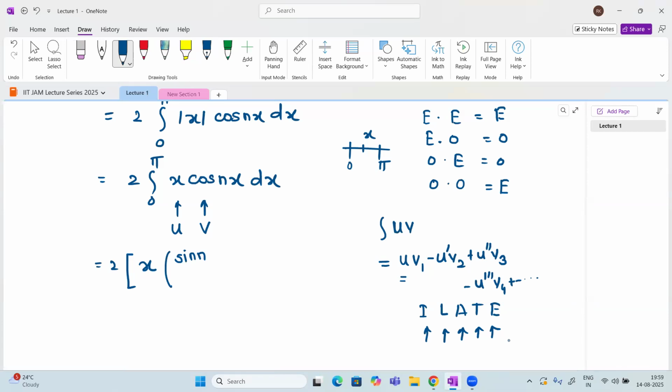Sin nx divided by n, right? There is no minus sign. Okay. Yes, sir. See here in this formula, we have alternating minus plus signs. So the next sign is minus, right? Next sign is minus U dash. What is derivative of U? What is derivative of x?